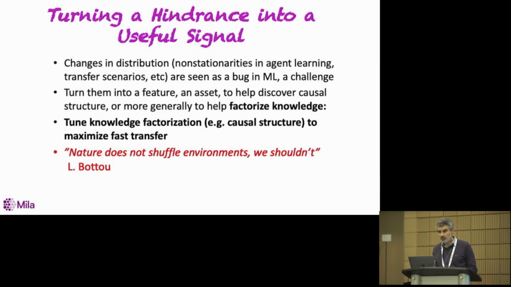So what I'm proposing, as a starting point in this research direction, is to turn the hindrance that we normally don't like in machine learning, like non-stationarities and changes in distribution and not having enough training data for the new task and so on, instead of seeing this as a problem, to see this as a feature. It's not a bug, it's a feature. I just copied a sentence from Leon's talk: nature does not shuffle environments. We shouldn't. And as he said rightly, when we shuffle the data, we lose information.